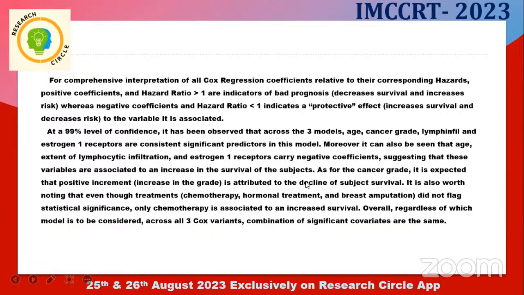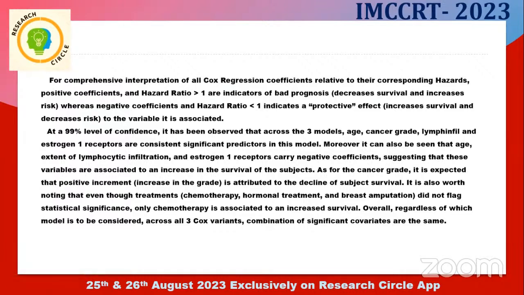Okay, so as for the cancer grade, it's expected that a positive increment in the grade is attributed to the decline of the survival of the subject. It is also worth noting that even though treatments, chemotherapy, hormonal treatments, and breast amputation did not flag any statistical significance, only chemotherapy is associated with an increased survival. Well, basically, we actually expect, right, that this particular treatment is associated with an increased survival. Although, in terms of the model that we have in here right now, it is not as significant as the other mentioned variables.